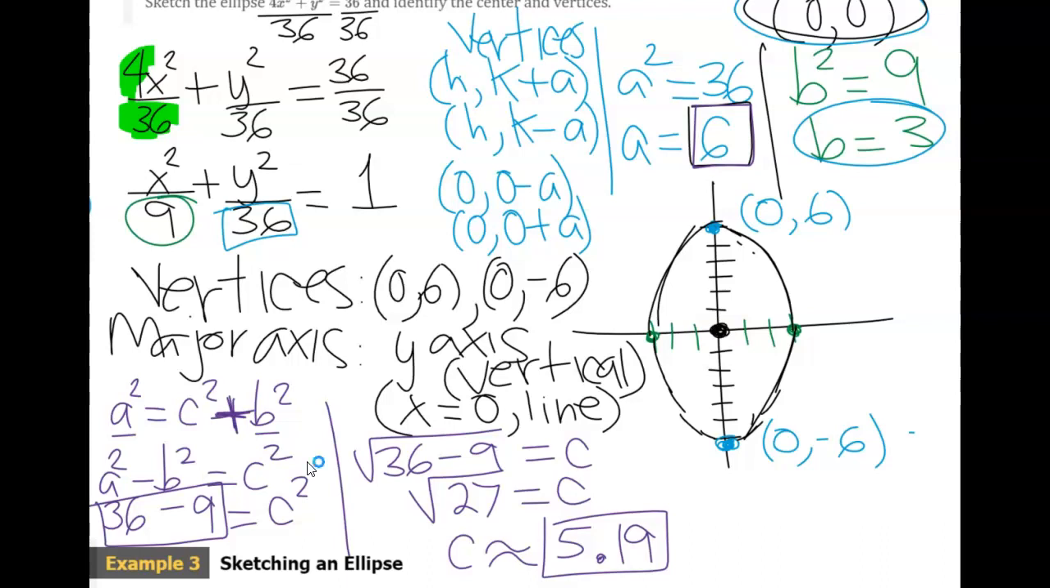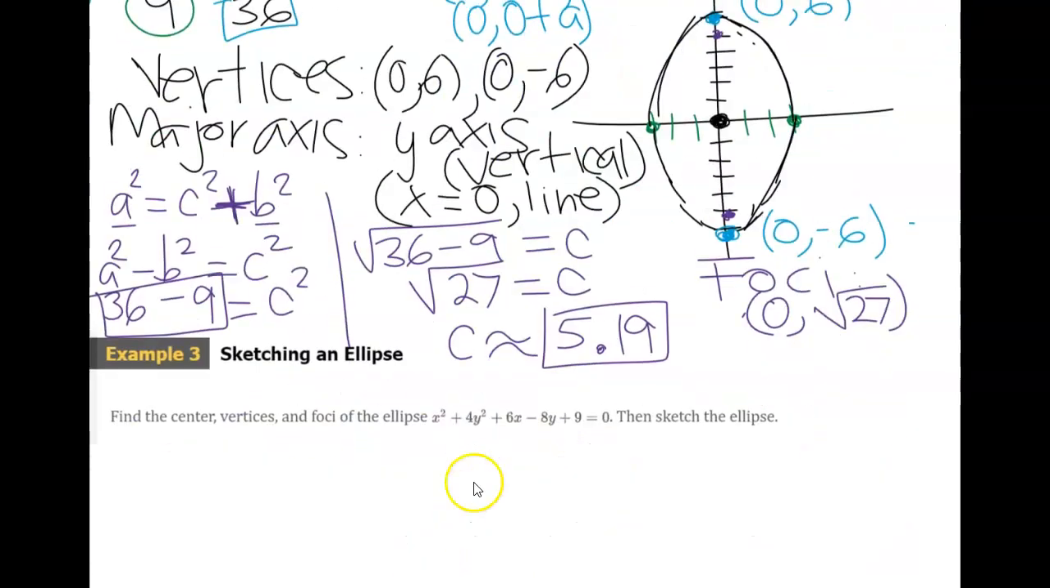We could go ahead and graph it. It would just be a little bit past 5. So perhaps there. And then also in the other direction. So there. So the coordinates of the foci, and this is only because the center is at 0, 0, they will be 0, comma, if they want the exact answer, I will use the square root of 27, or actually you might have to simplify it.